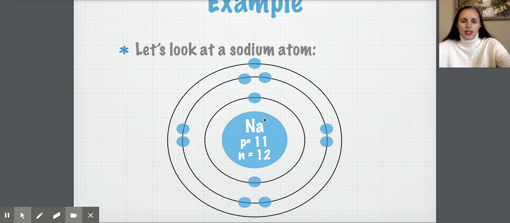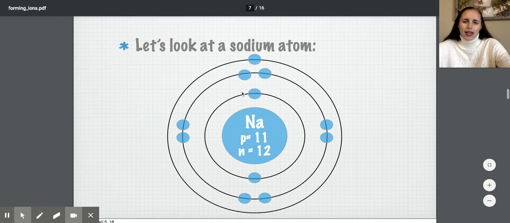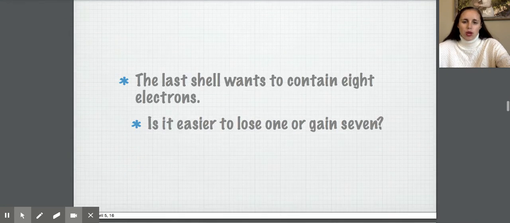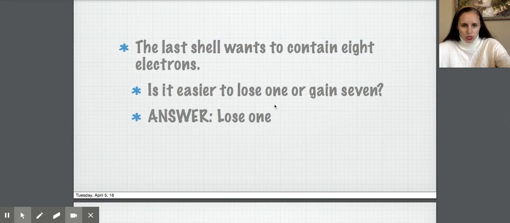So sodium, to become stable, is going to want to form an ion. Our question is, is sodium going to lose an electron, or is it going to gain electrons? Let's think about what's easier. In order for this outside shell to be full, there are 2 options. Sodium could lose this 1, therefore the second shell will be full, or sodium could gain 7. Is it easier to lose 1 or gain 7? The answer, of course, is to lose 1. So in order to form an ion, sodium is going to lose 1 electron.